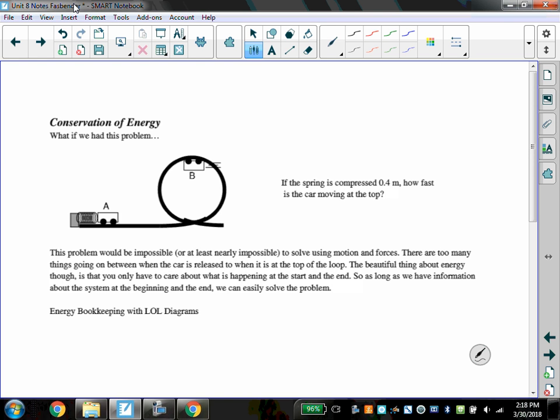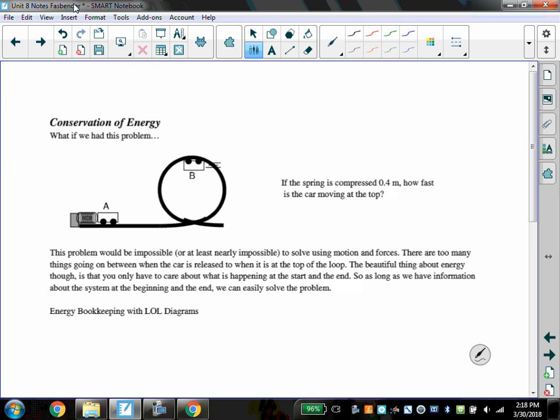And the question I want to ask is, if the spring is compressed 0.4 meters, how fast is the cart moving at the top? And that's a pretty classic physics problem. Now, if we use what we know right now, which is basically kinematics and forces, this would be an almost impossible problem to solve. And it would certainly involve a lot of calculus. We're not going to do that today.